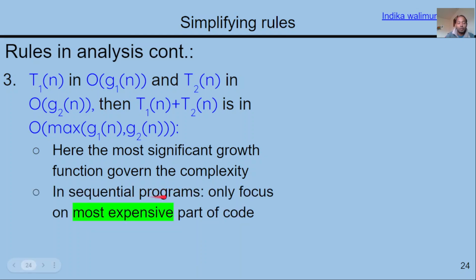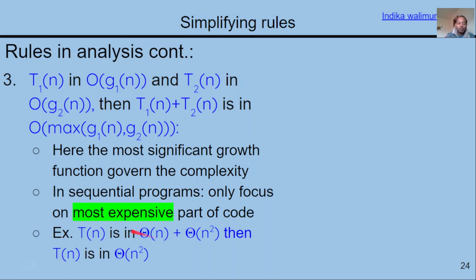All right. So in a sequential program, that means we should only focus on the most expensive part of the code. Okay. So if we have Tn in big theta of n plus big theta of n to the 2, then we can ignore the smaller, less significant part and say that Tn is in big theta of n to the 2. Okay. Because this term governs the overall growth of the function.